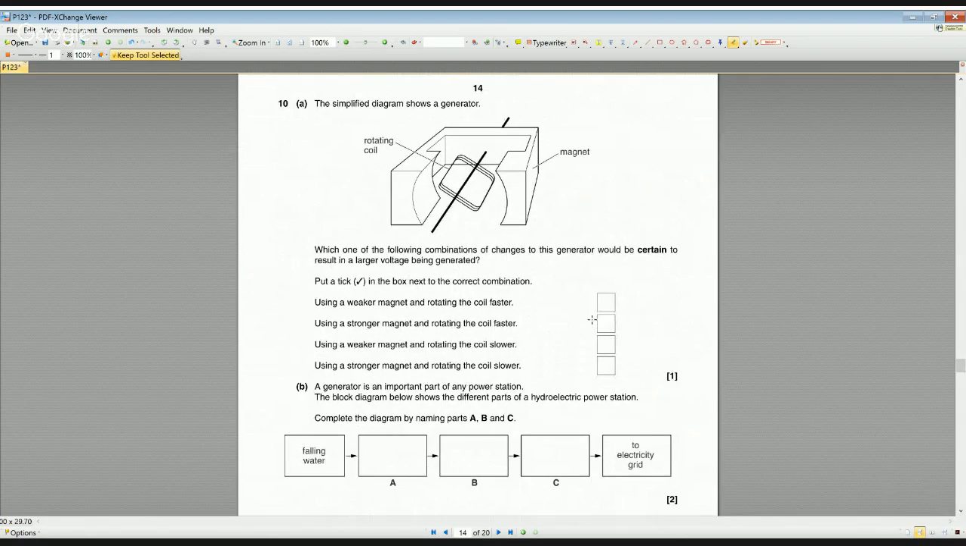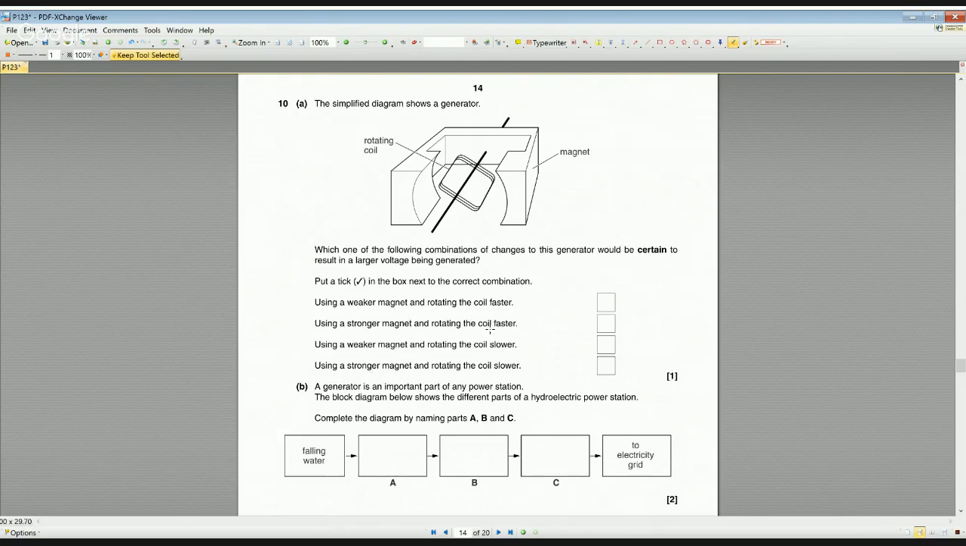Question 10 shows us a generator. This is something that will be covered in a lot more detail in P5, but for P3, you need to know the basics. Which one of these combinations would certainly raise the voltage generated? Using a weaker magnet, rotating the coil faster. Well, rotating the coil faster would increase the voltage, but using the weaker magnet would have the opposite effect. So we don't know whether that'll definitely increase the voltage.